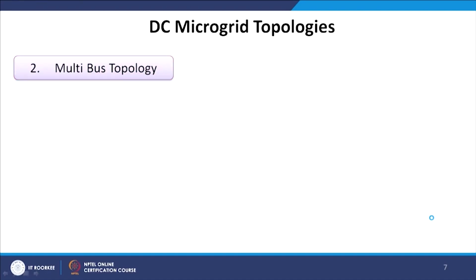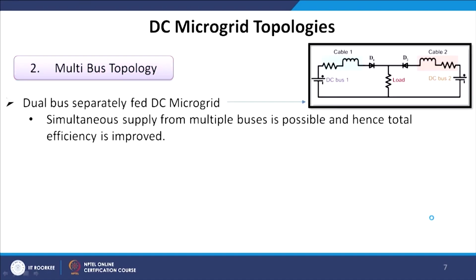Now, when you move to multi-bus topology, two different DC buses can together supply loads. Dual bus separately fed DC microgrid, simultaneous supply from multiple buses is possible and hence total efficiency is improved.